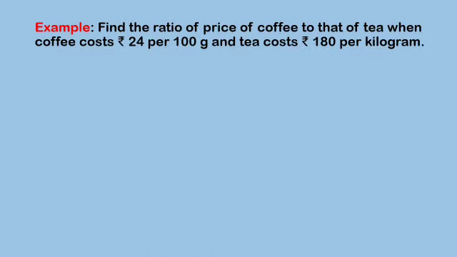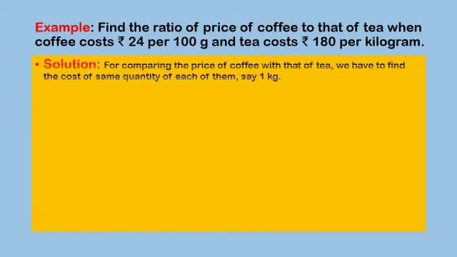Next example. Find the ratio of the price of coffee to that of tea when coffee cost is rupees 24 per 100 gram and tea cost is rupees 180 per kilogram. So how we will find the ratio of price of coffee to that of tea? For comparing the price of coffee with that of tea, we have to find the cost of same quantity of each of them, say 1 kg.